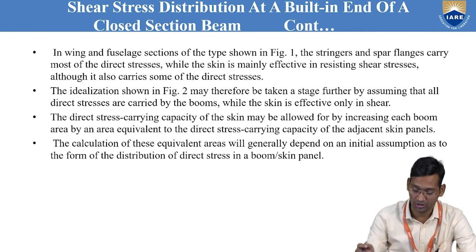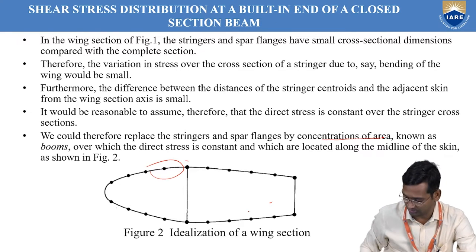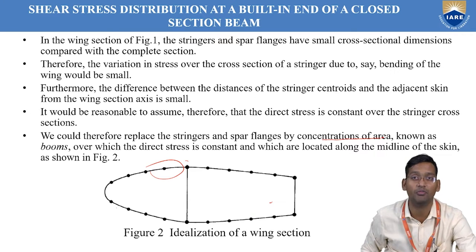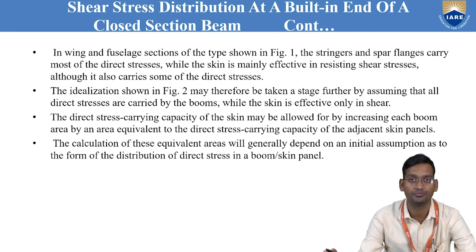The idealization shown in figure 2 that we are seeing here is the idealized one, right? After putting the stringers and spars in the form of booms, that is the idealization. The direct stress carrying capacity of the skin may be allowed for by increasing each boom area by an area equivalent to the direct stress carrying capacity of the adjacent skin panel.